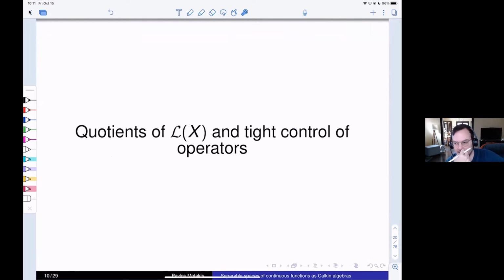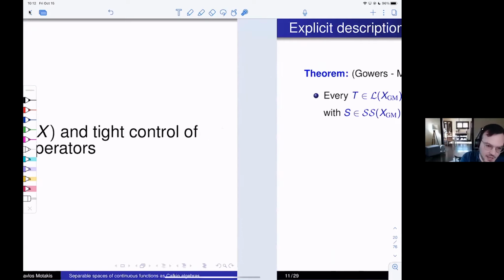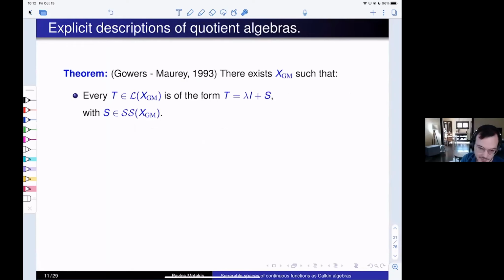So how do we get there? It is very important, if you are interested in starting with a Banach algebra B and you want to describe it as a Calkin algebra, to understand the connection between quotients of an L(X) space and a very tight control of the operators on the space X. So this also touches on modern Banach spaces or non-classical Banach spaces. So the very first important thing to understand is the space of Gowers-Maurey, which appeared in 1993, or at least it was published in 1993, it's a couple of years older.